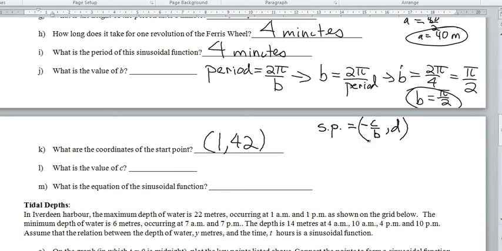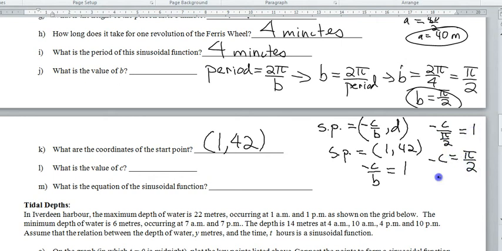Okay, get the bracket in there. Which we know the start point is 142. That means that negative C over B is equal to 1, right? Because that's the first coordinate of the start point. But we know B. B is pi over 2. So negative C over pi over 2 is equal to 1. So negative C is pi over 2, and C is negative pi over 2.